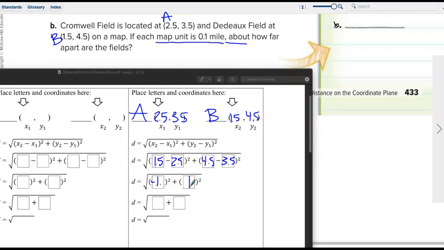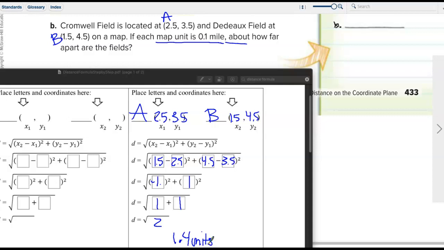Then what would I do? I do the exponent. So negative 1 squared is? 1 squared is? So then what would I do? I'd add them, so I get the square root of 2. When you type the square root of 2 in your calculator, what do you get? 1.4. It's an irrational number, so you round it to 1 4/10 units.